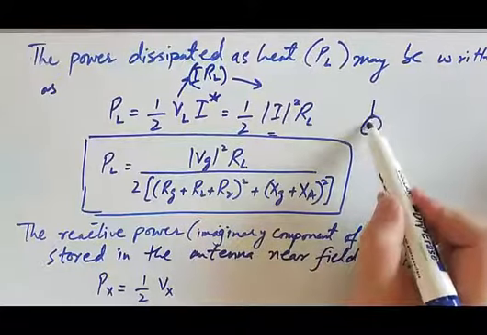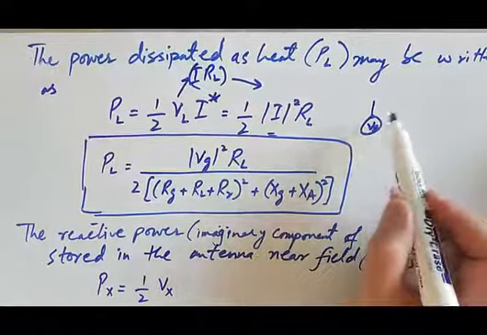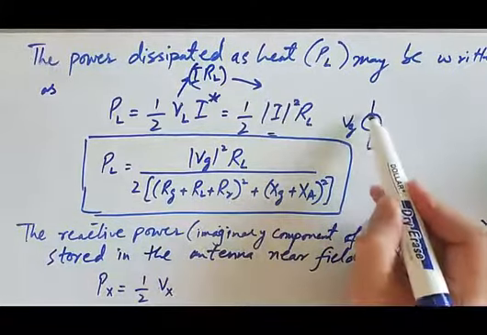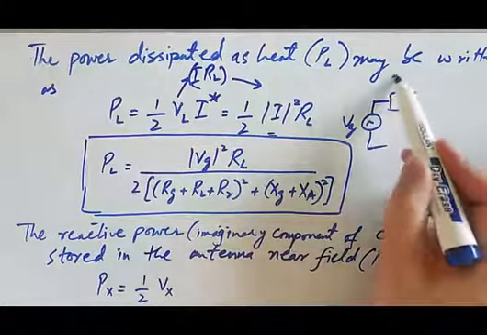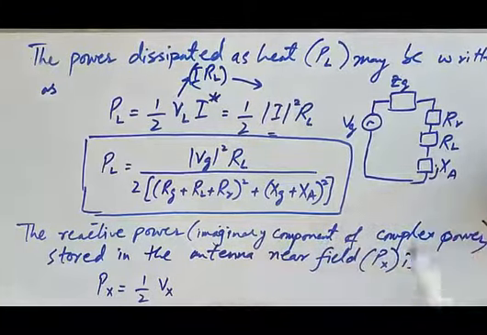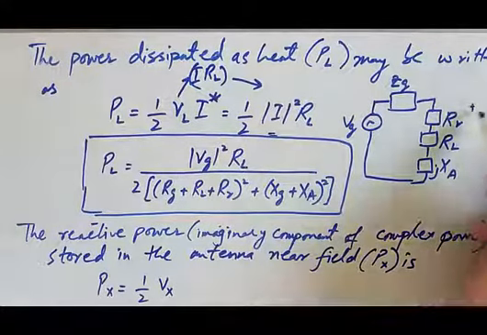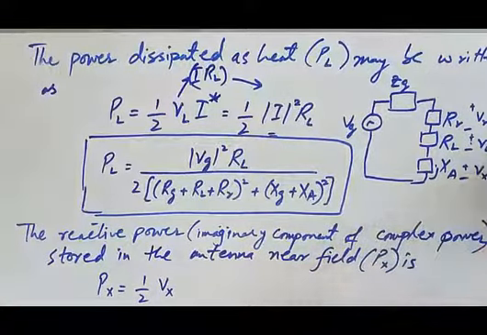Let me show the circuit again to remind you that we had VG, and then we had ZG, and then no transmission line, and three components: RR, RL, and jXA. The voltage over here was VR, the voltage over here was VL, and the voltage over here was VX.